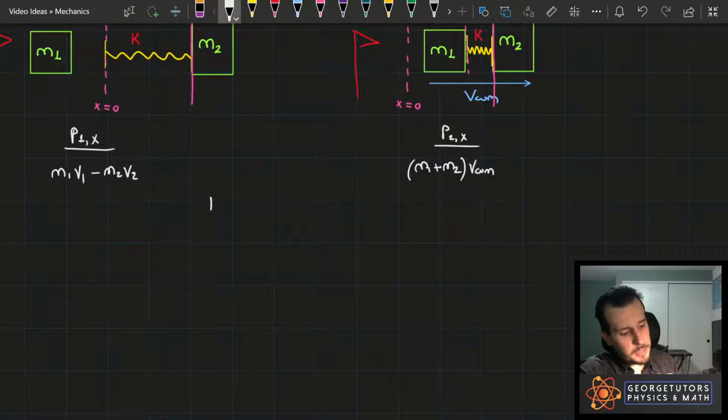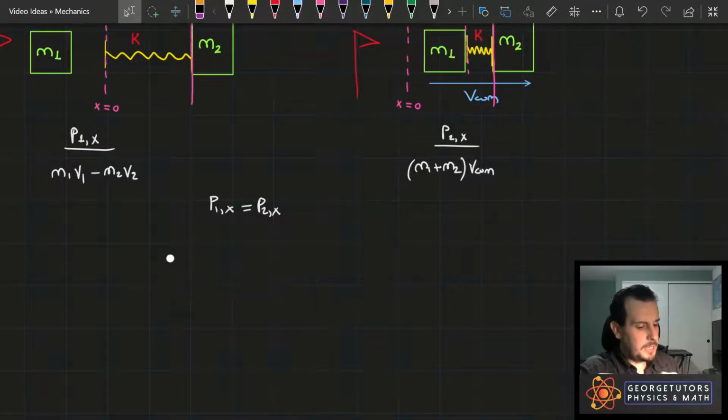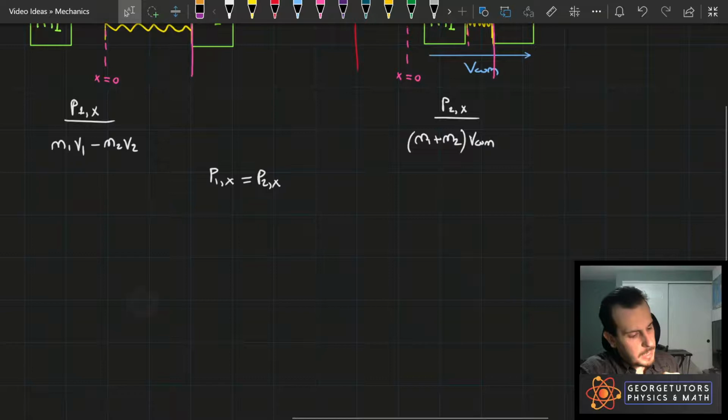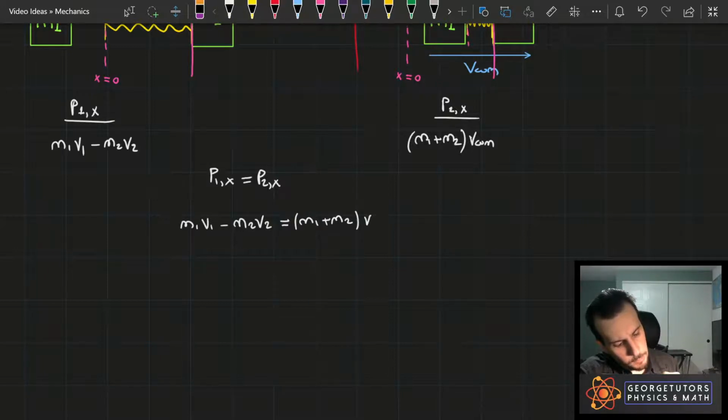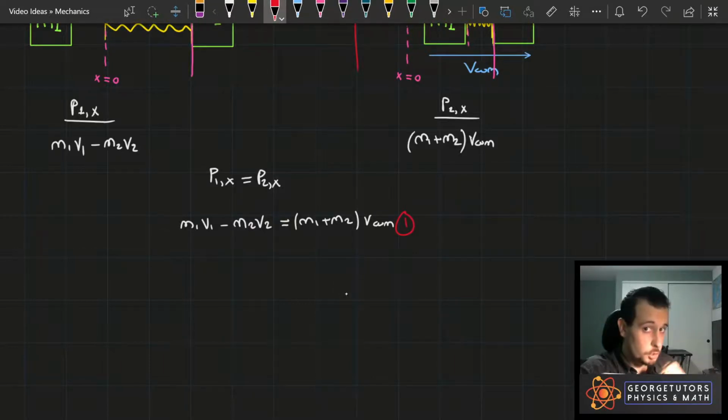And I know right now that if momentum is conserved, these two momenta are actually going to be exactly the same thing. So I line them up, and I have right now what seems to be M1 V1 minus M2 V2 is equal to M1 plus M2 VCOM. So I'll call that right now my equation number 1. I'll come back to this in a second to trim it a little bit for reasons that will become obvious in a minute.